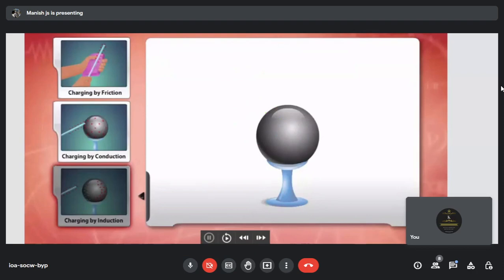So in this module, we have learned the third way of charging, the third mode of electrification. We call it charging by induction. Induction means you are not touching the object.